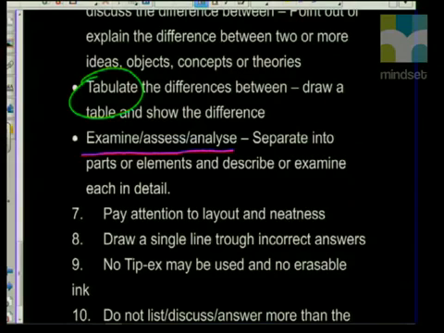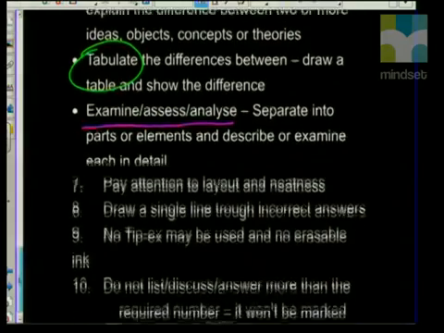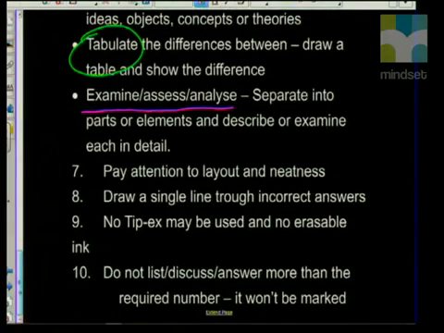Examine, assess, or analyze. This expects you to separate into parts or elements and describe or examine each in detail. This means you have to come up with examples, you have to show the difference between two things, you have to analyze, for instance, the South African economy and look at specific competitors in the economy and how they operate.